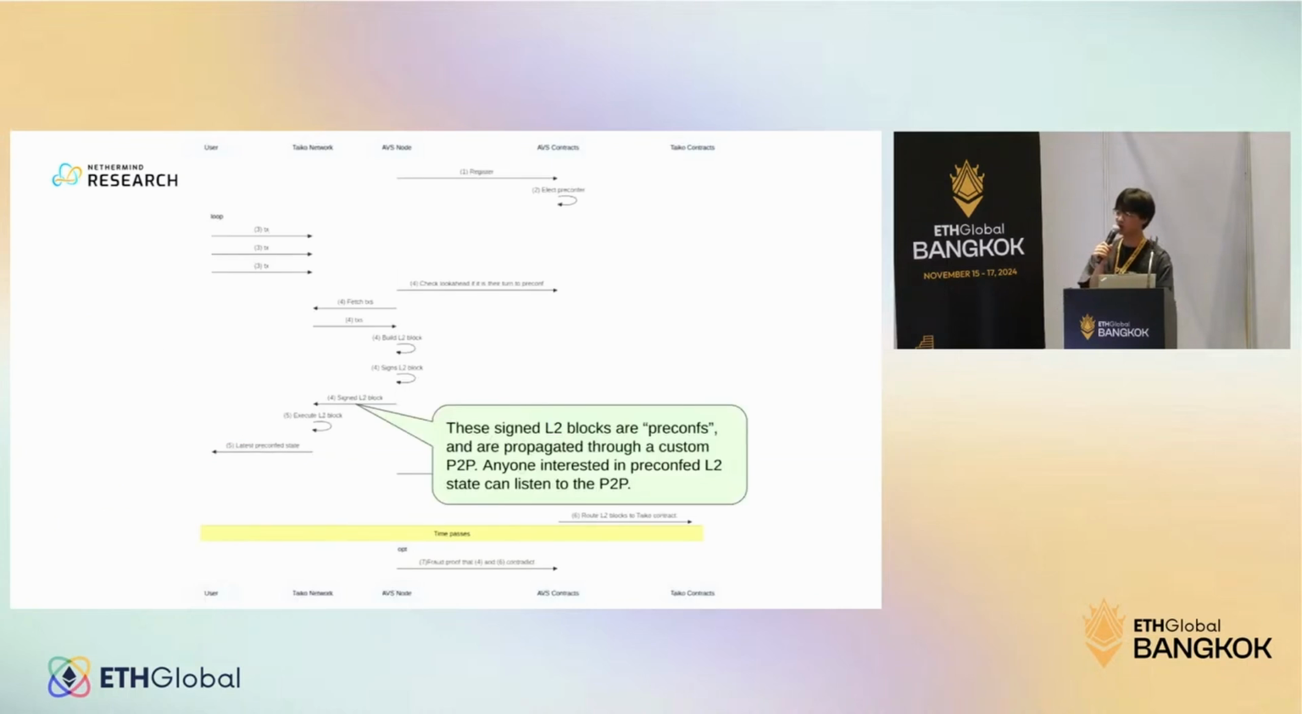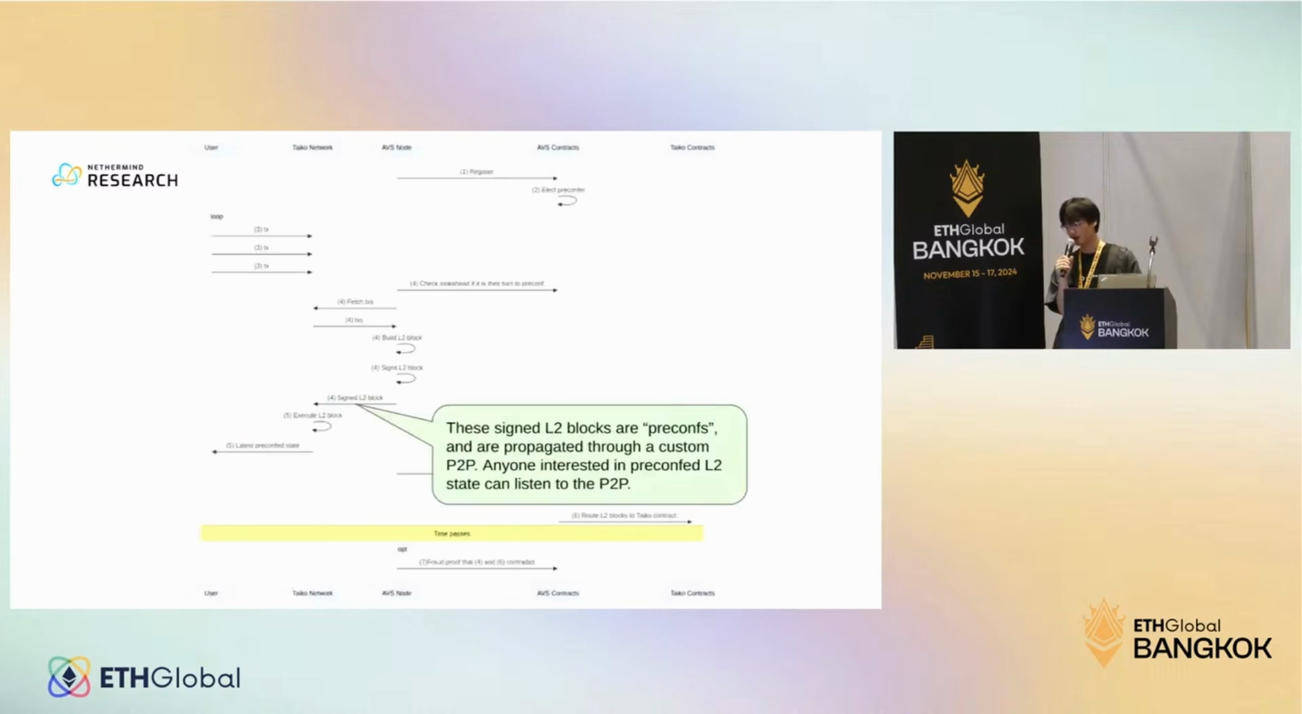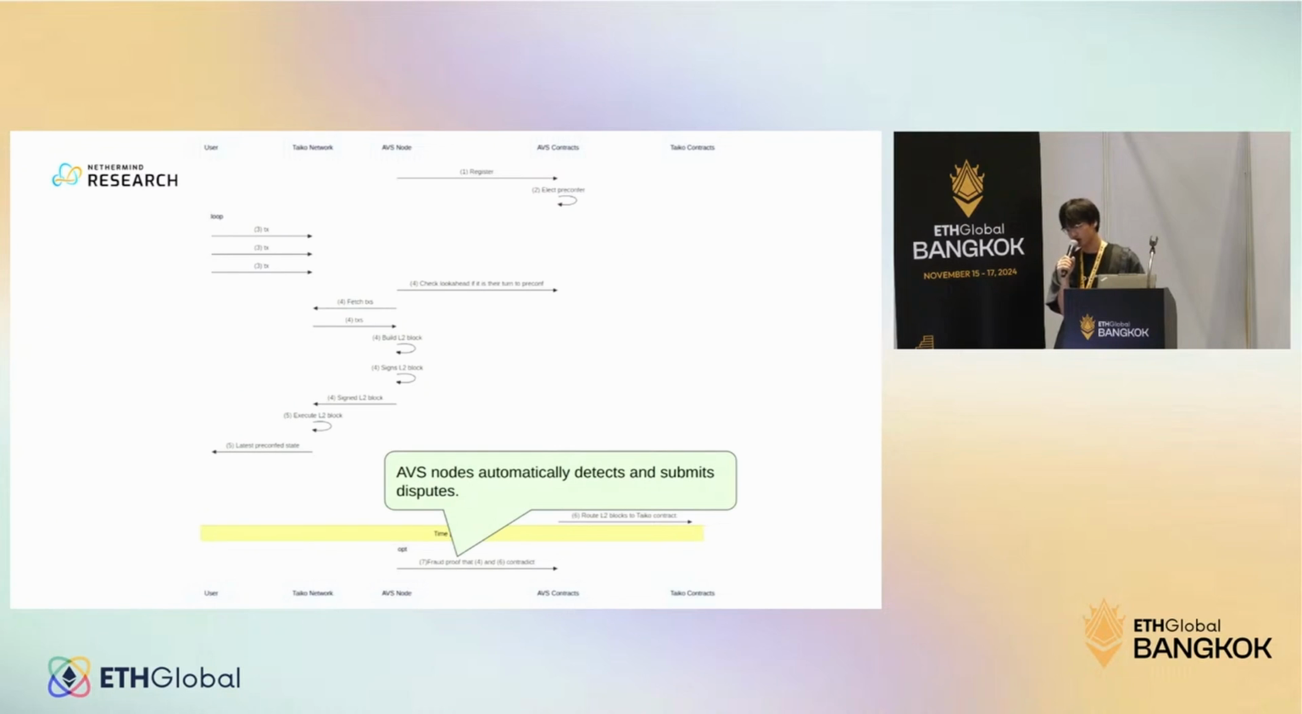Okay, a little more in detail. What is actually published here? It's the pre-confirmation: first, we have the pre-confirmation header and a transaction list. The pre-confirmation header contains a block ID, chain ID, and a transaction list hash. This is the most important part. This is saying that, as a pre-confirmer, I'm going to pre-confirm these transaction lists.